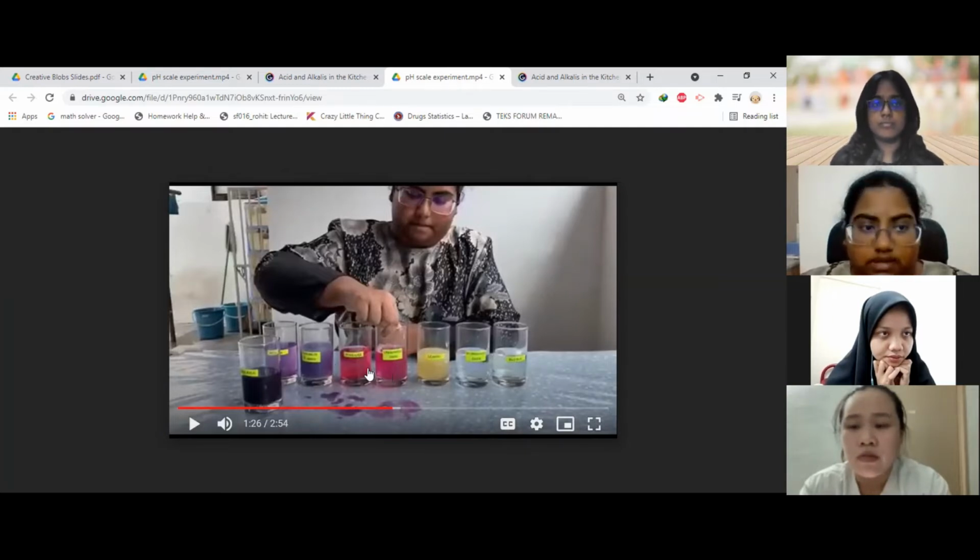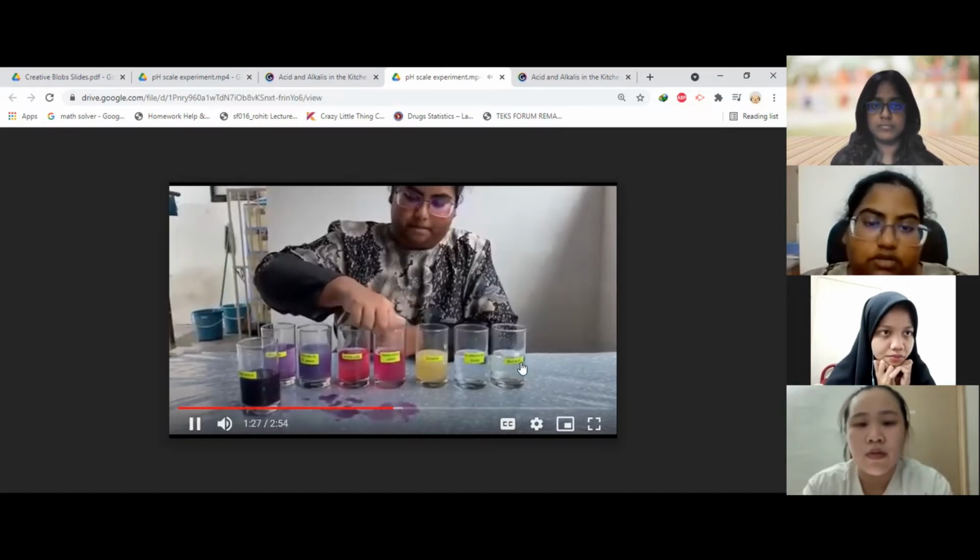Carbonated soda is acidic. But what this shows is that although something is acidic, there is a range to how strong its acidity is. So this isn't strong enough to be red, but it's still acidic because it's pink. Okay, very good. Let's see the next one.